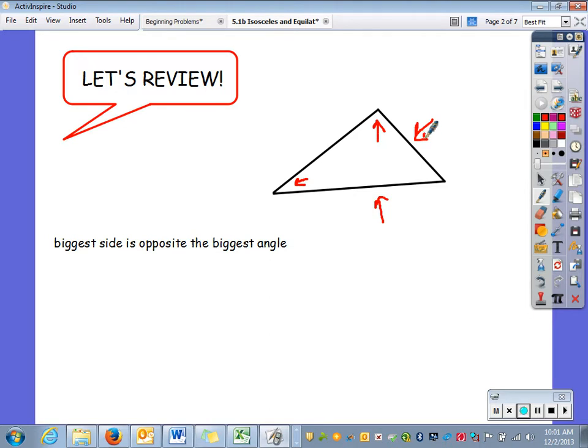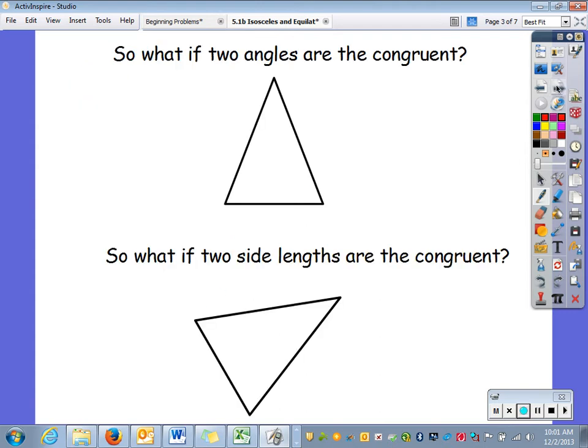We did that in class, so if you're watching this video ahead of time, you may not have known that already, but you'll learn it soon. We're going to use this fact when we're doing isosceles and equilateral triangles. So what if two angles are congruent, so they are the same? Then the opposite sides have to be the same length, because neither one is bigger than the other.